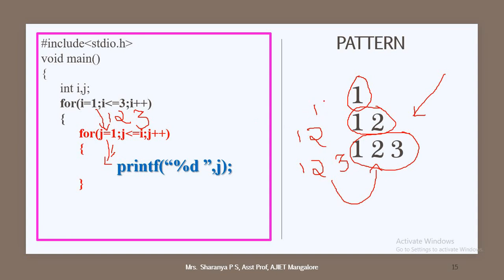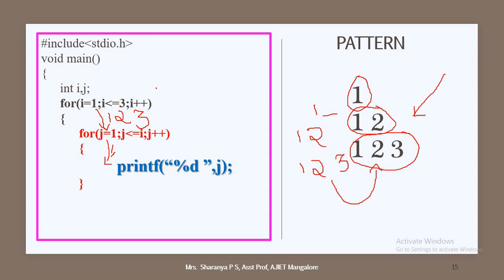First time it will be value 1. For the next, with the I value 2, it will print 1 and 2. With I value 3, it will print 1, 2 and 3. This is how we can print the simple pattern with numbers as a final display: 1, then 1 2, and 1 2 3. And along with that, we want to display the new line as well.